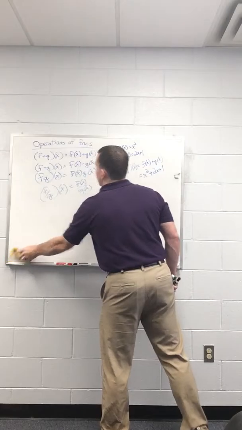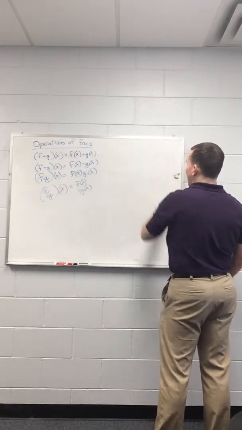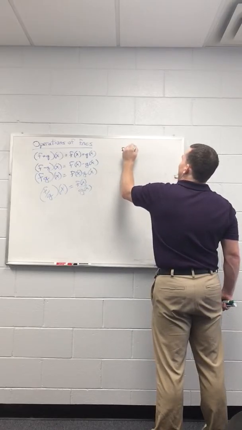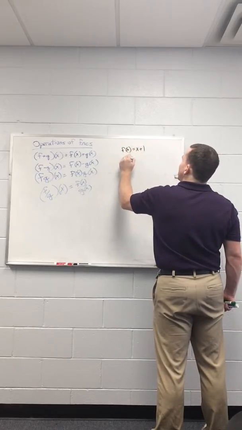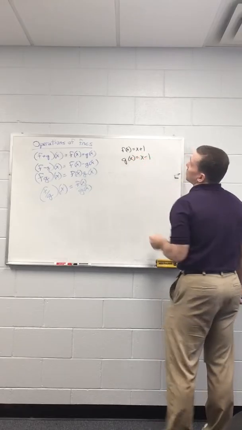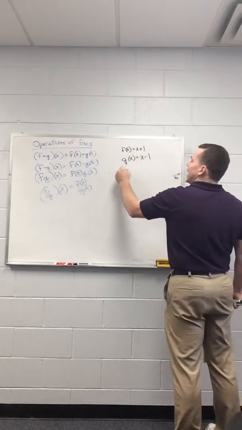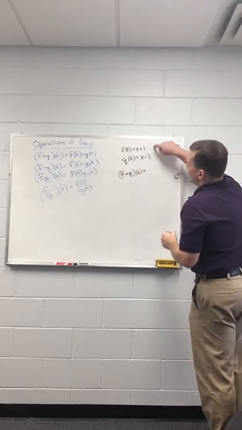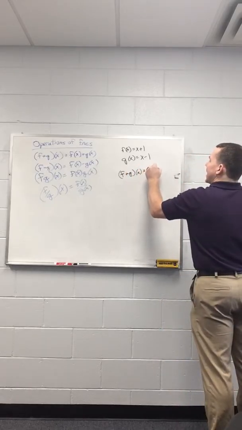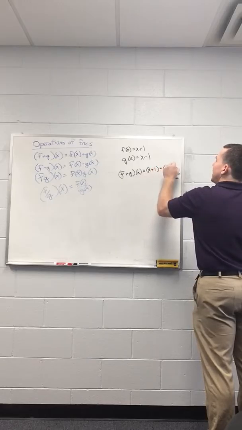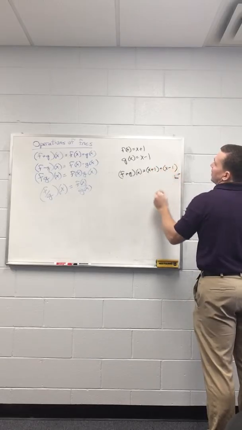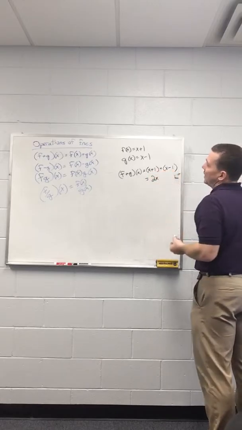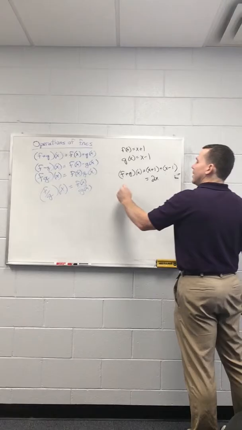Really quickly, just to see these worked out, there are one or two important things. Suppose I have the function f of x equals x plus 1, g of x equals x minus 1. Then, if I want to do f plus g of x, I add them together. So I get f of x, x plus 1, plus g of x, x minus 1. Which gives me x plus x, 2x, 1 minus 1, 0, and there's my sum.